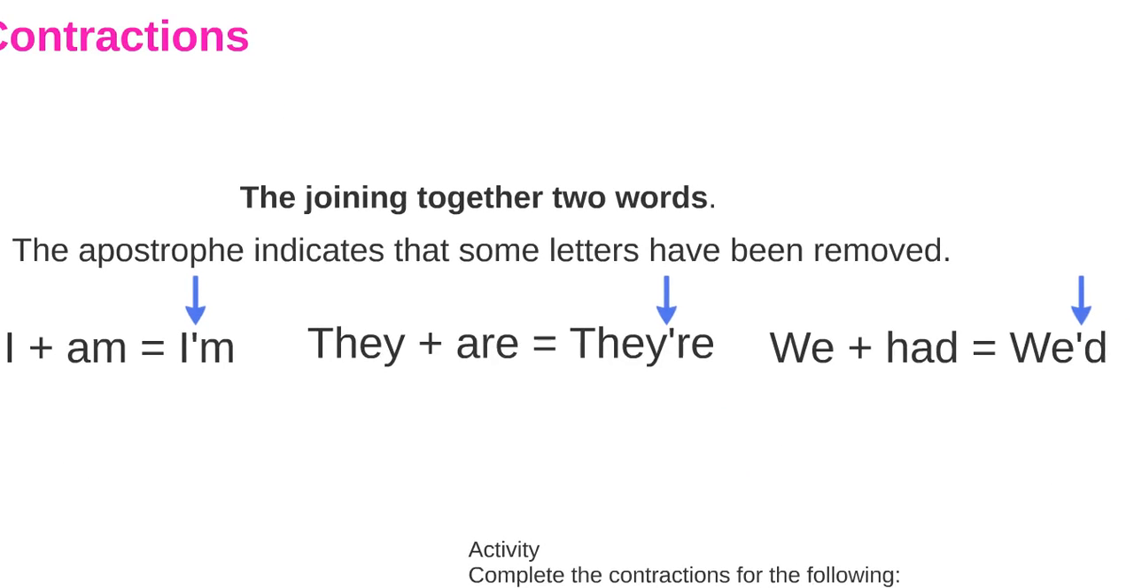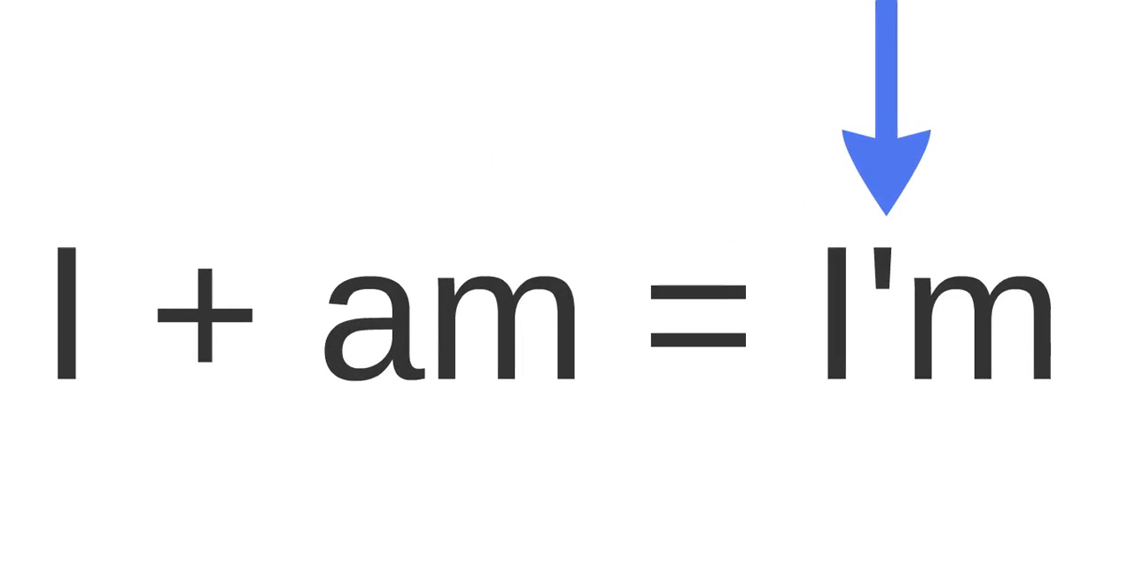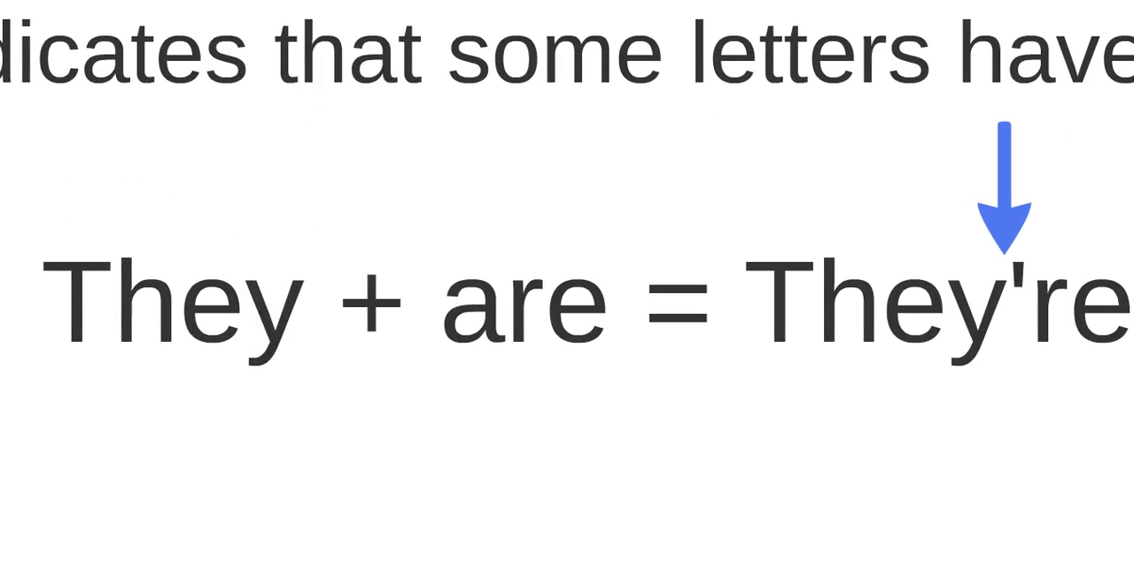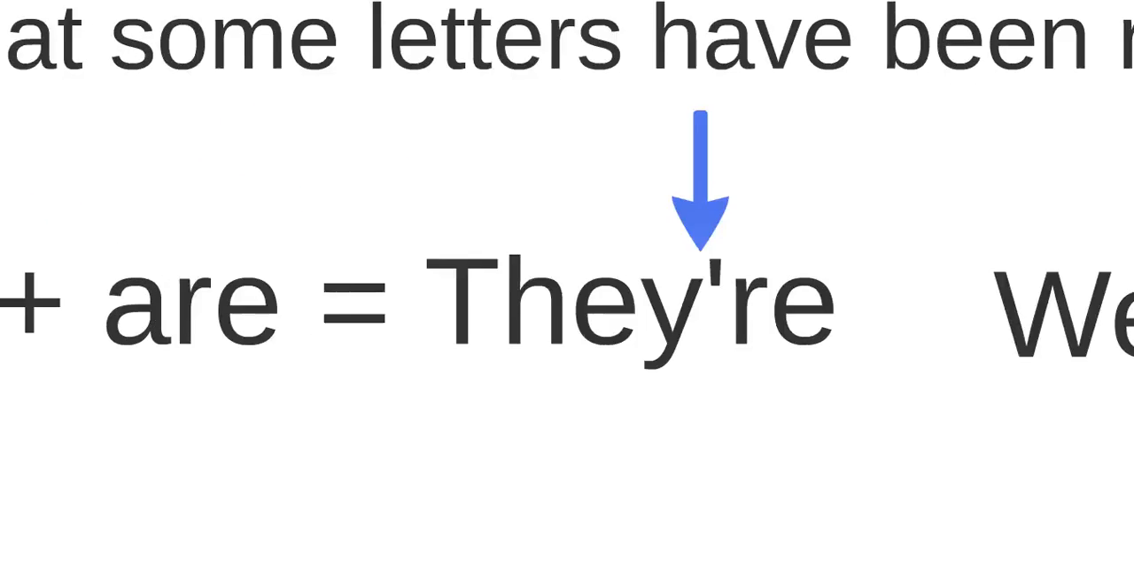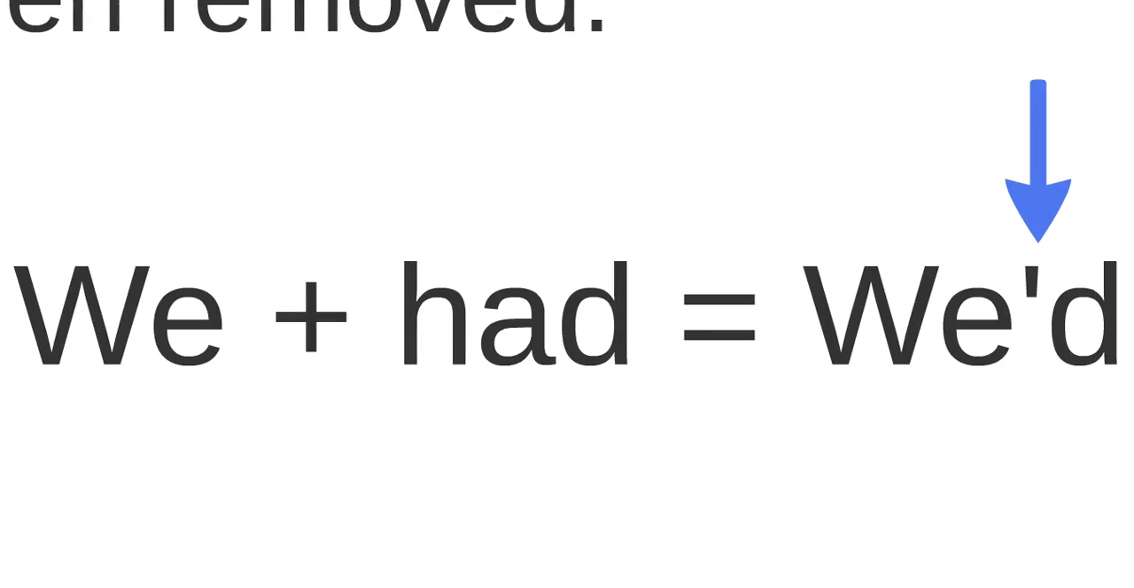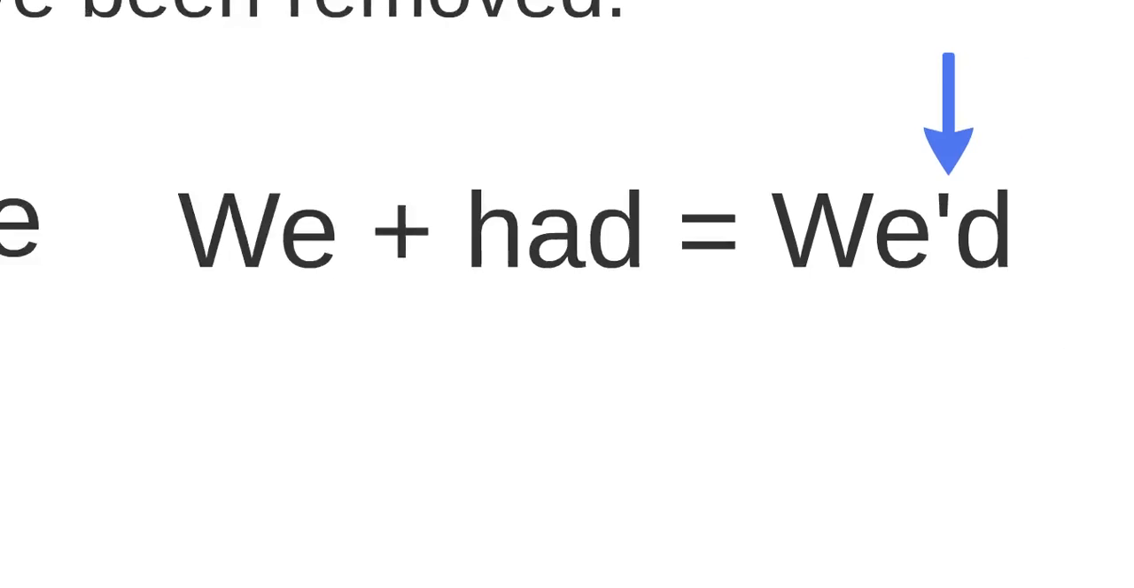Contractions are when two words are merged together and some letters are removed. Classic examples include "I am" is contracted into "I'm", "they are" is contracted into "they're", "we had" is contracted into "we'd". When the letters are removed, we insert an apostrophe to acknowledge the removal of those letters.